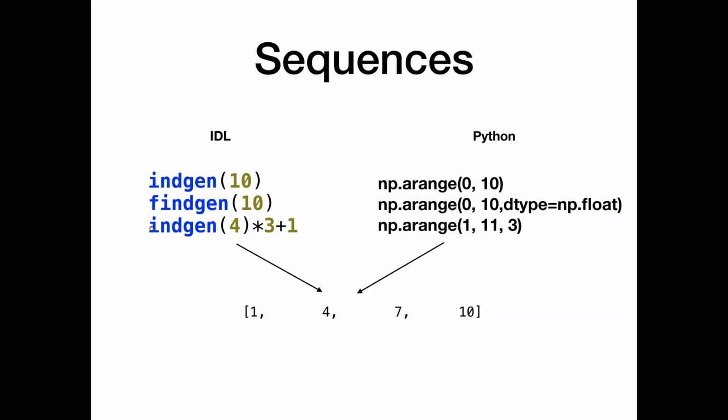And if you want to generate a sequence that actually varies, in this case, we use INDGEN to generate 4 numbers. Each one is multiplied by 3 and then added 1. So that generates 1, 4, 7, and 10. To do the same thing in Python, it's just np.arange. We start at 1 and go up to 11, but of course this is exclusive, so it doesn't include 11. It just goes up to 10 in steps of 3. So it's 1, 4, 7, 10.